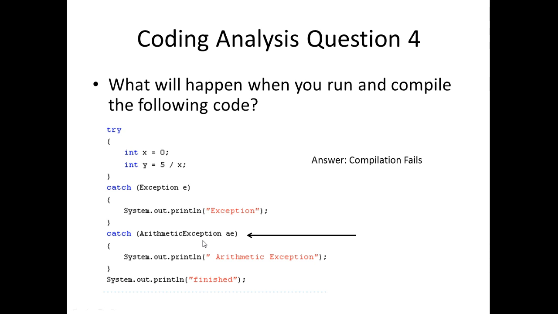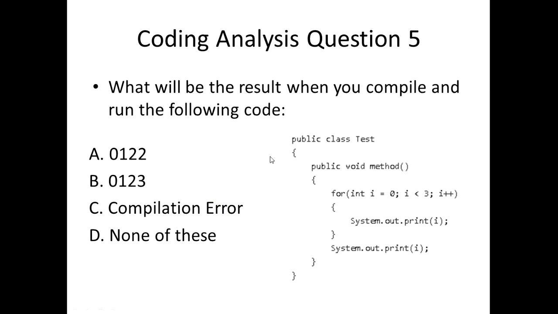So a better way of writing this would be to actually catch this arithmetic exception first and then catch this exception. So there's your answer. All right, so let's keep this moving.